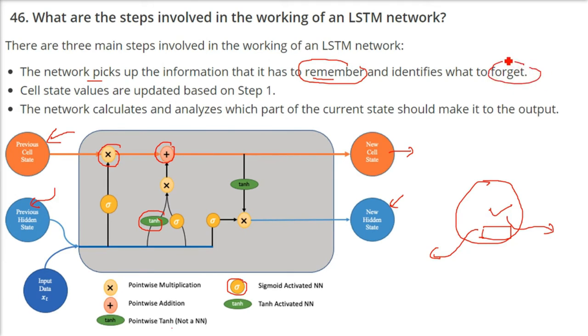Now this cell state value which I just showed you, these are updated on the basis of the first step which I just told you. What to remember, what to forget. And then the network will calculate and analyze which part of the current state should make it to the output. Okay? So these are the steps involved in the working of LSTM.